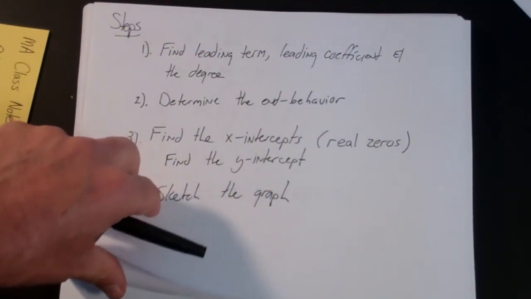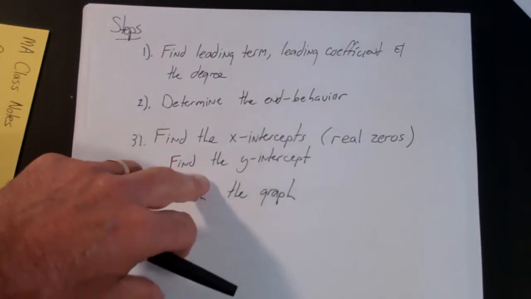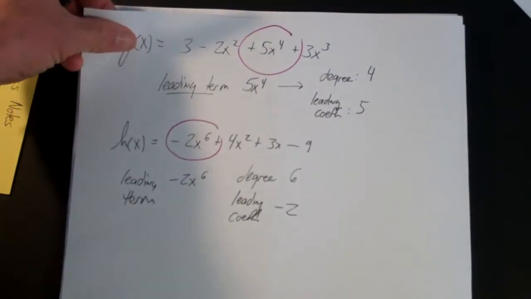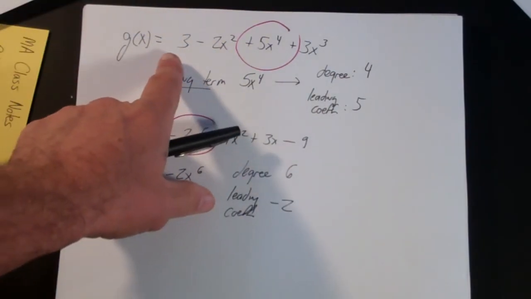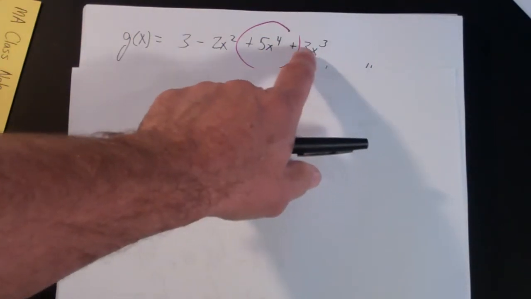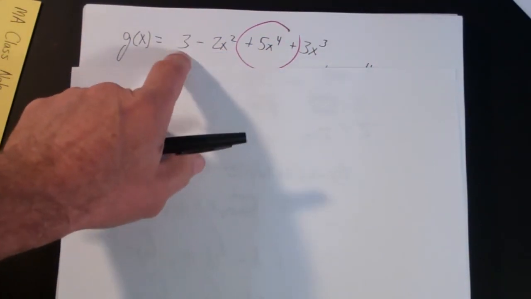Finding the y-intercept is very easy. What's true at the y-intercept? x is equal to 0. So now, if you look at any problem that's not in factored form, let's look at these two examples. In this example right here, if x is 0, then this is 0, and this is 0, and this is 0, and the y-intercept is 3.